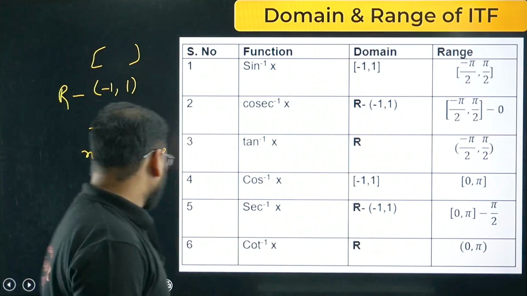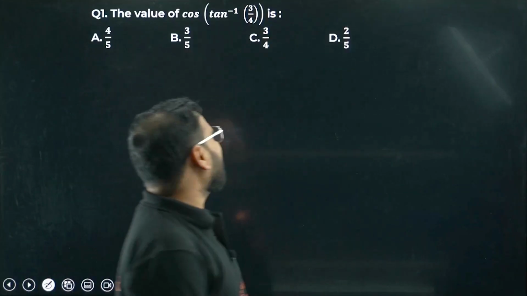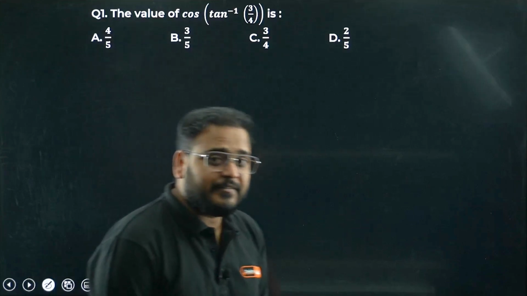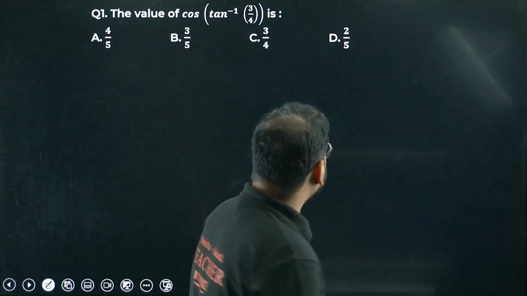Now we'll quickly look at some questions also. The value of cos of tan inverse 3 by 4. Difficult question? Of course not, sir. Not difficult at all. Let's check.